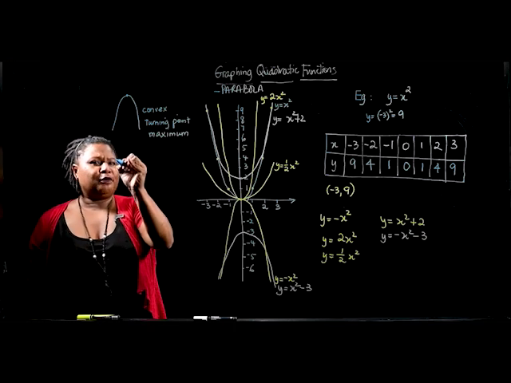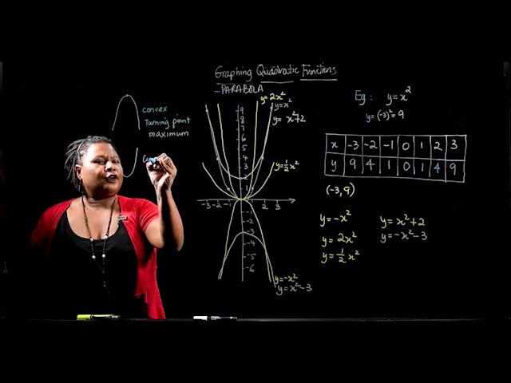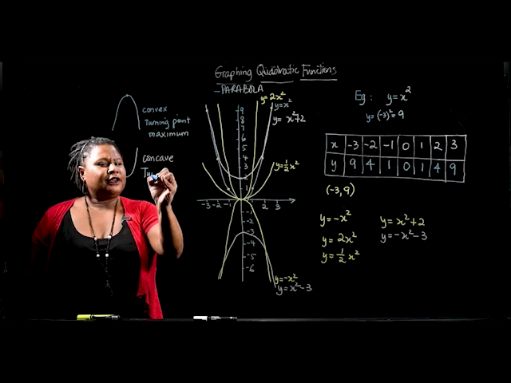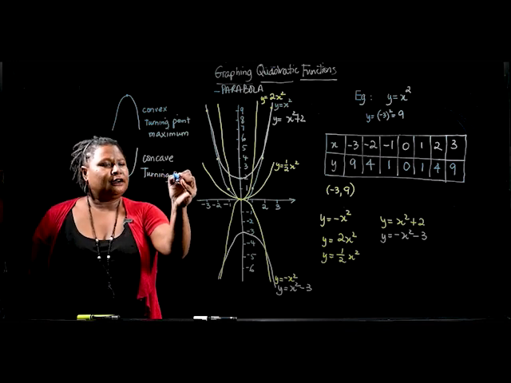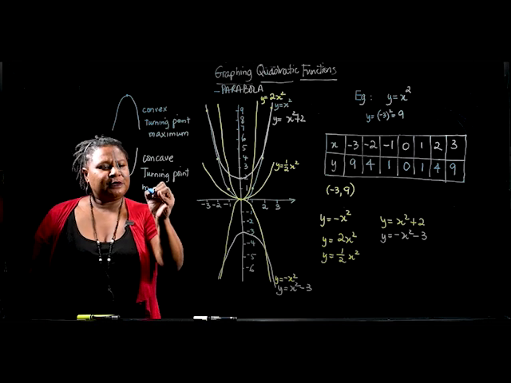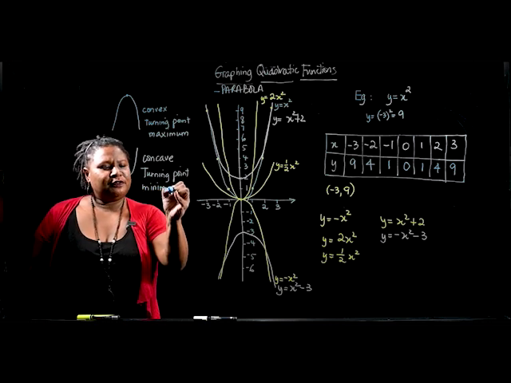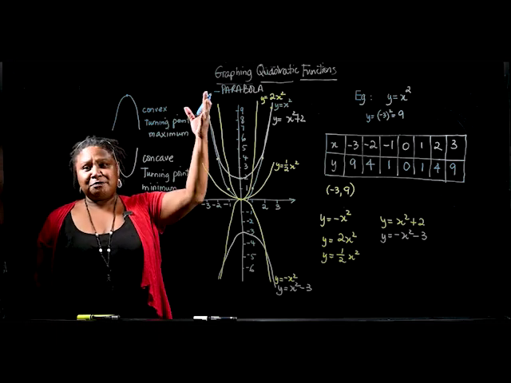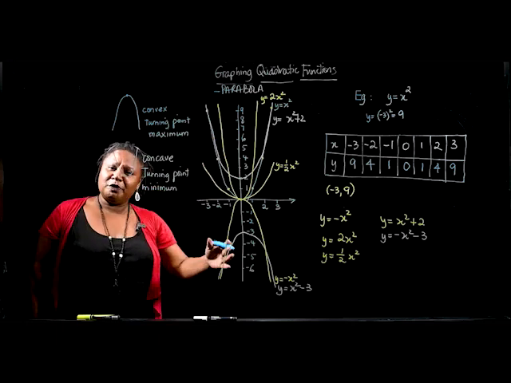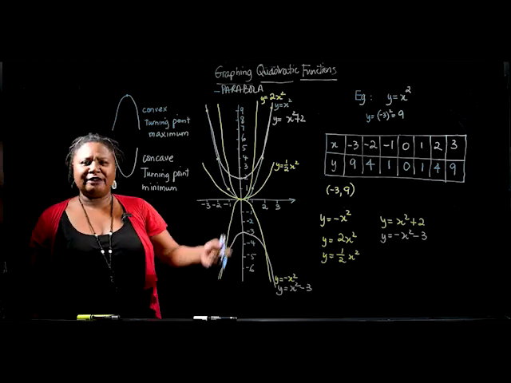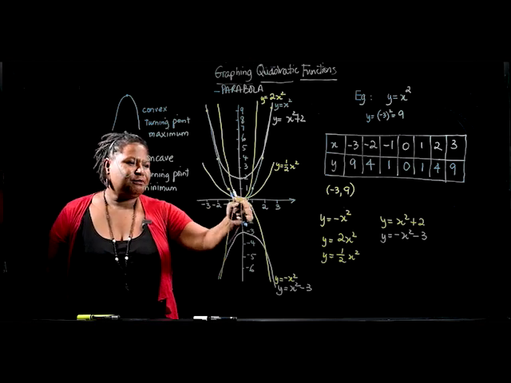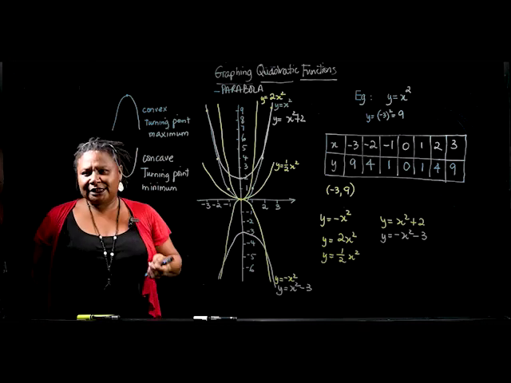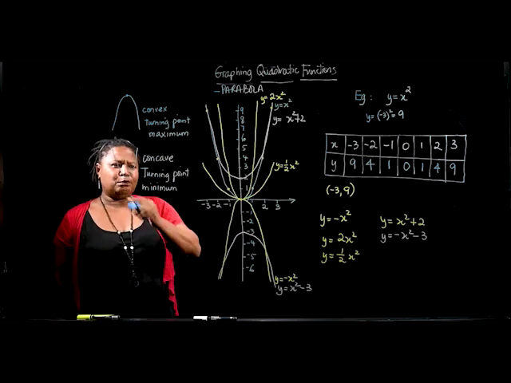Now, if your parabola is concave, then the turning point is minimum. If you are thinking logically, then you should already know that if maximum is a high y value, then minimum will be a low y value. So you can see the minimum value of y at this turning point is 0. That's why it is referred to as a minimum turning point.